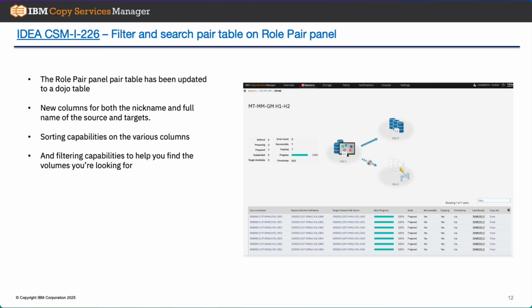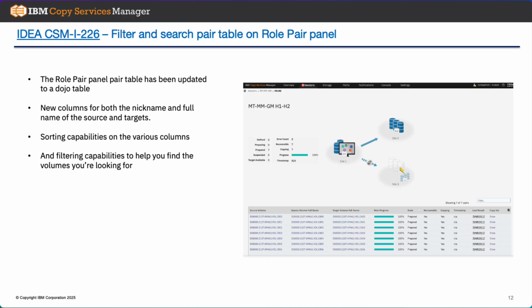And what Dojo gives you is a few more features, right? One, you get a few more columns. So instead of just seeing the nicknames, you can actually see the source and target nicknames and full names. You'll see all the same columns you saw before, but you can also hide and unhide different columns if you don't care about them. You can sort the columns. And more importantly, you can even filter the columns.